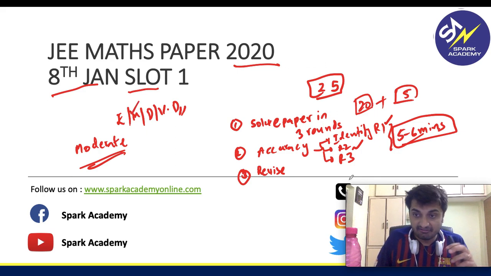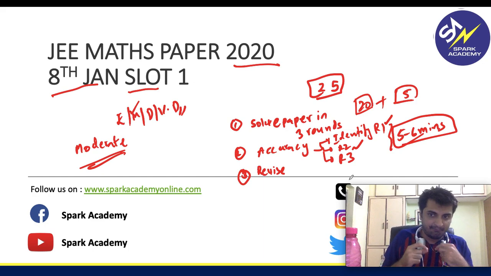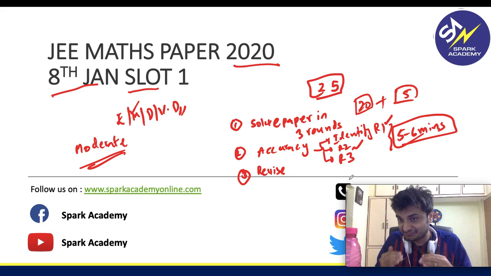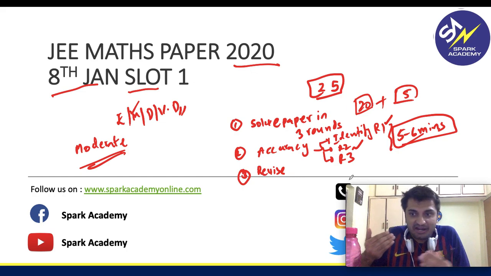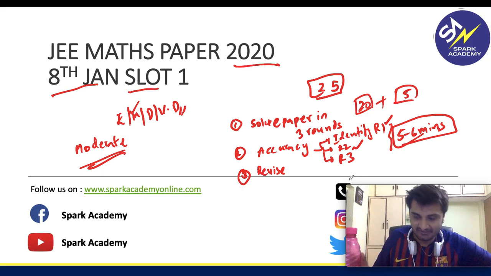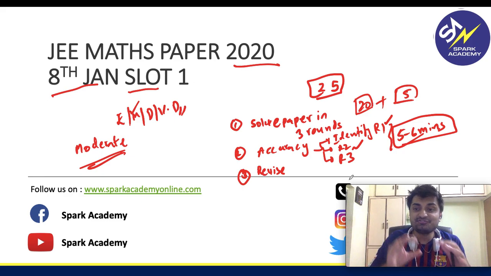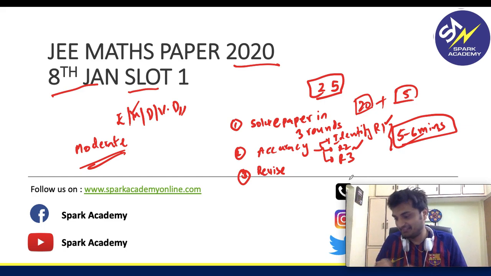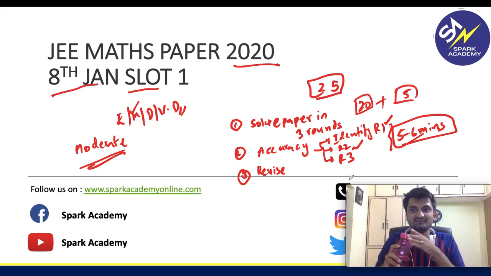So 3 rounds I've given. Now there are a few things which can happen to you. You feel it's a round 1 question. When you're solving, you get stuck. So obviously it can't be a round 1. So then you automatically convert it into a round 2 question. Alright. So I want you to spend a minute looking at this. Just spend a minute looking at this.